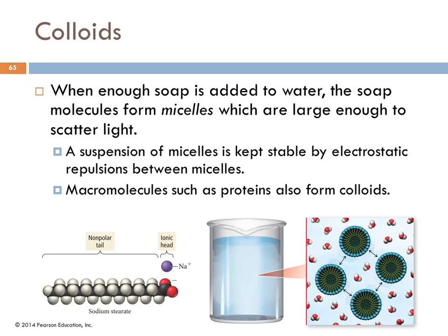Soap can form a micelle, and micelles can suspend in the water. So you can get a colloidal suspension of soap in water. This is a model of a soap molecule, sodium stearate. And these have a long nonpolar tail. These are carbons and hydrogens, very nonpolar. But then at one end, we have a very polar head. So this is the head, and that's the tail. This is attracted to ions. And what happens is, it's almost like circling the wagons.